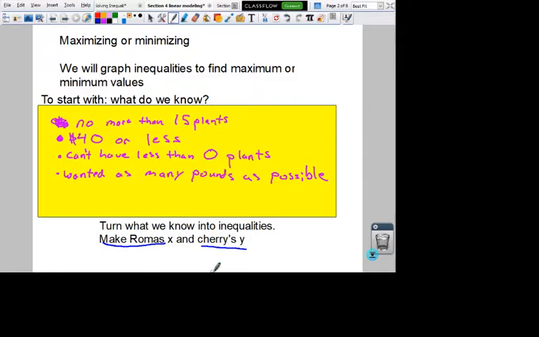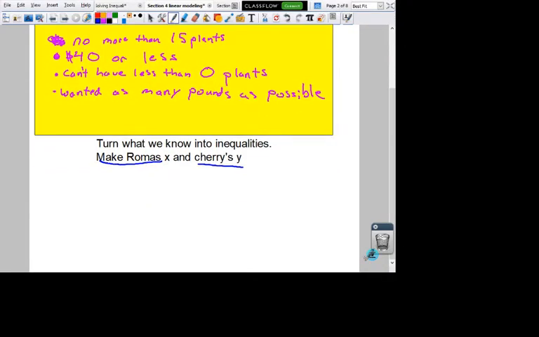So let me just You should use candy instead of tomatoes. Well, I got it from the book.